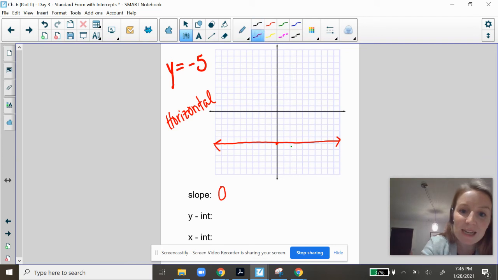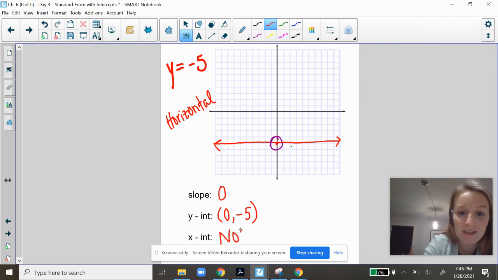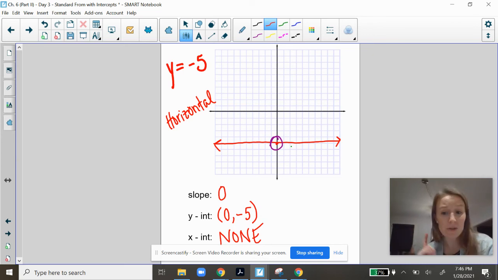Hopefully I easily identify, here's my y-intercept. So I've gone over 0 and I've gone down 5. And hopefully you're recognizing, oh my gosh, an x-intercept, it's never going to cross the x-axis. And so there is no x-intercept. So be careful with your horizontal and vertical lines, they're special.